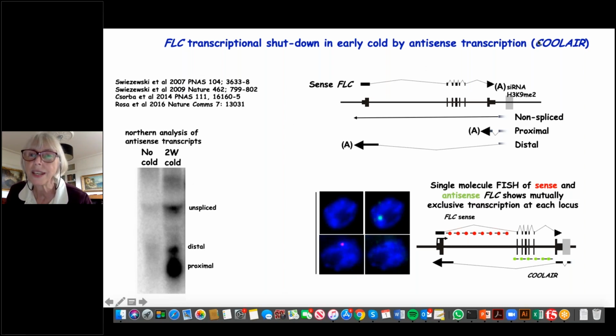The postdoc decided it would be great to have a name that everyone can remember. So these have been christened COOLAIR. COOLAIR basically describes all the different forms of FLC antisense.